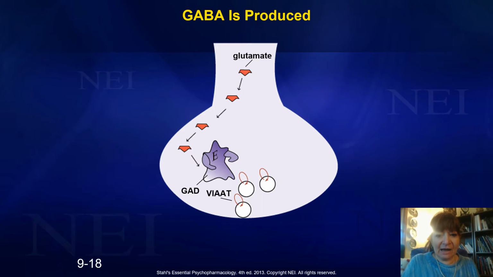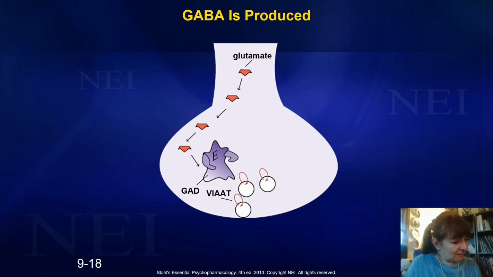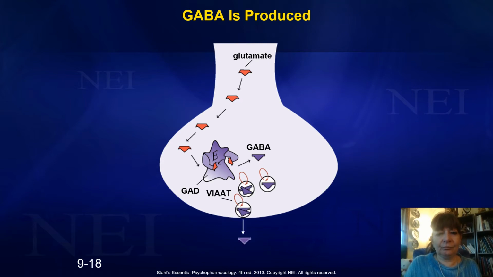GABA is metabolized by glutamate. GAD refers to glutamic acid decarboxylase, and then that GABA is transported into a vesicular sac by the transporter, the vesicular amino acid transporter, which is designated here VIAAT. And their GABA is being released.